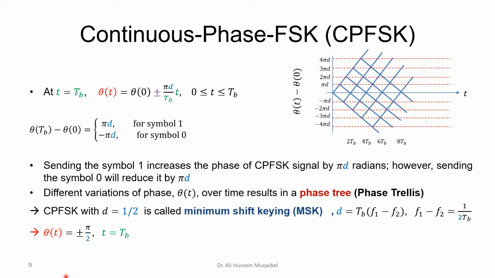So you create a tree. For the special case where we have d equal to 1/2, this is called minimum shift keying. D is the minimum for the case of minimum required spacing between the frequencies. We get d equal to 1/2, and then the phase difference would be plus or minus pi over 2. So this is a special case.